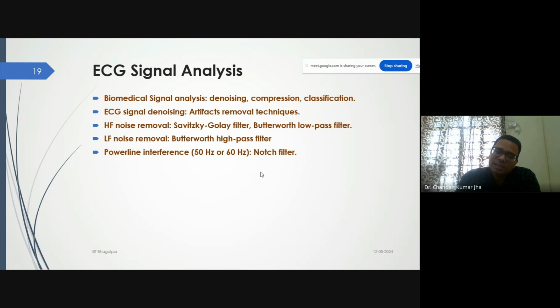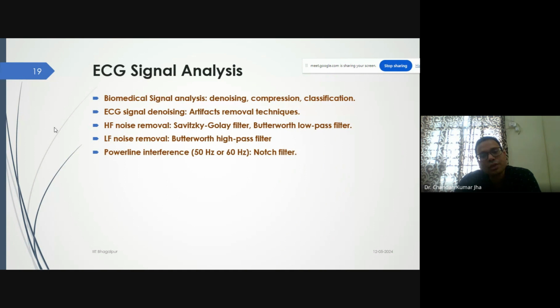So if ECG is recording for 2 to 3 days using the 12 leads, it will acquire a large amount of data. In case of telemedicine, if you transmit that data from one terminal to another, it will consume more bandwidth of the transmission system. So in that case, data compression is essential. Data compression is also a part of the ECG signal analysis, and it plays a major role in telemedicine.